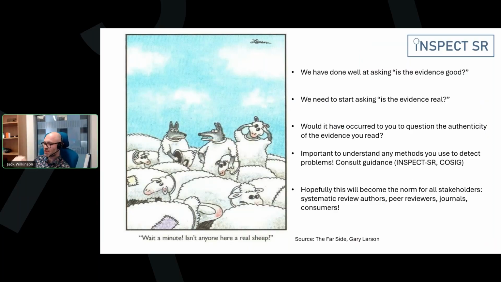When you're assessing trustworthiness or looking for integrity problems, it really is important to understand any method you use, and so you should consult the guidance that exists. I've mentioned Inspect SR, and Reese is going to talk about COSIG as well. But I hope that this kind of skepticism will become the norm for all stakeholders: systematic review authors, peer reviewers, journals, and people who read papers as well.